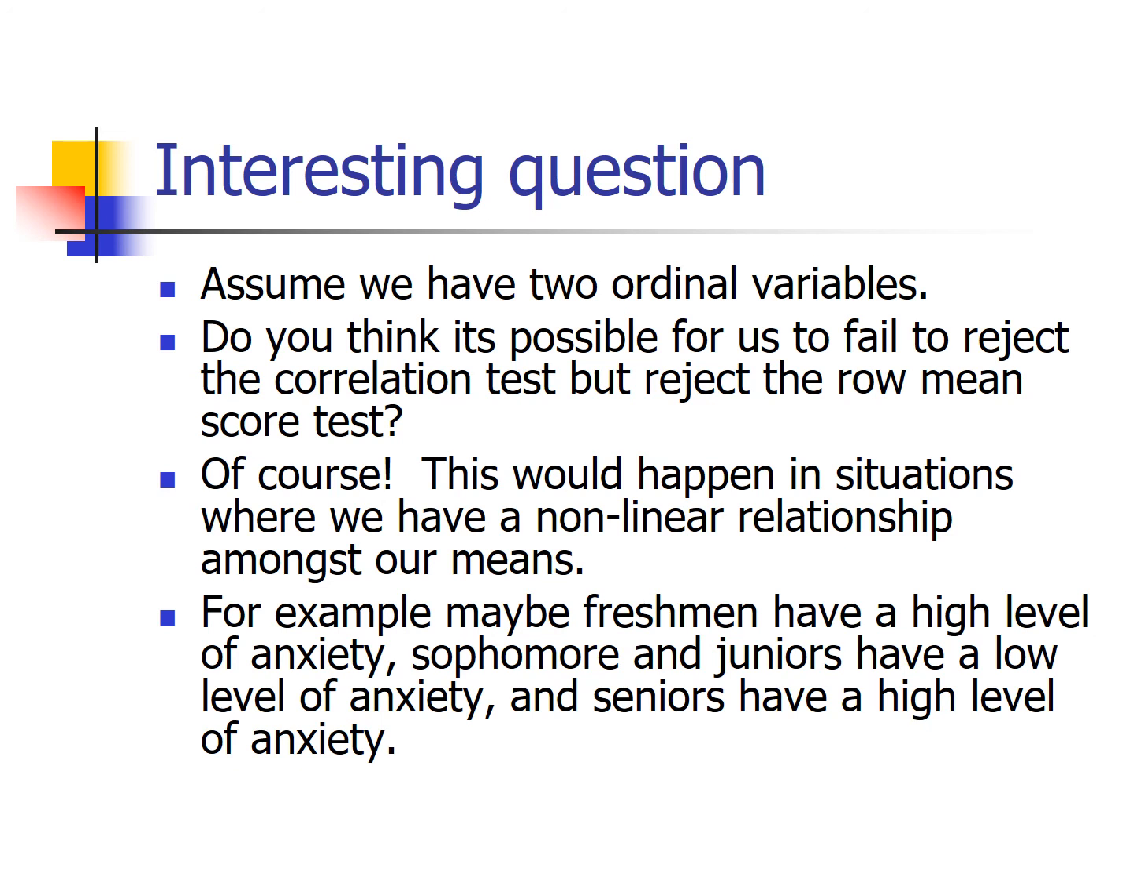Assume that we had 2 ordinal variables. Maybe your class level, freshman, sophomore, junior, senior, and some 5-scale measurement of anxiety. Do you think it's possible for us to fail to reject the correlation test, but reject the row mean score test? Maybe think about that before reading the third bullet point. You're absolutely right, it certainly is possible. When would this happen? This might happen in situations where there's a non-linear relationship.